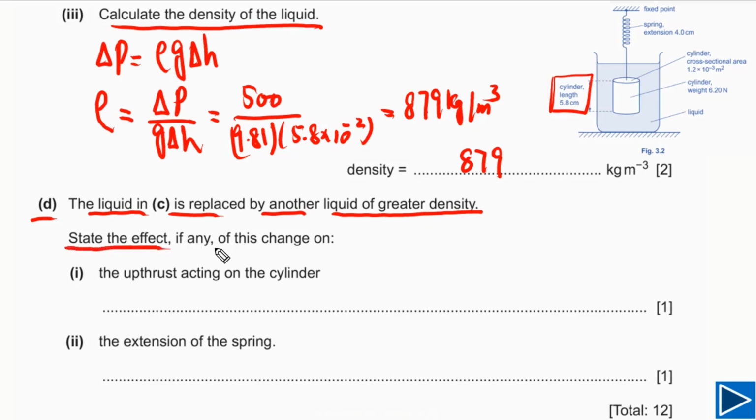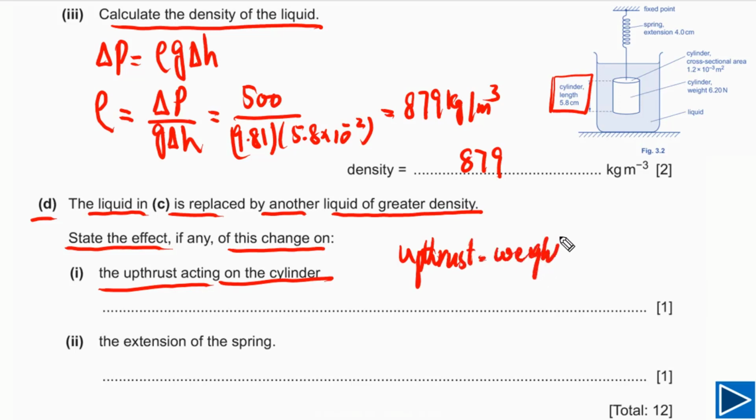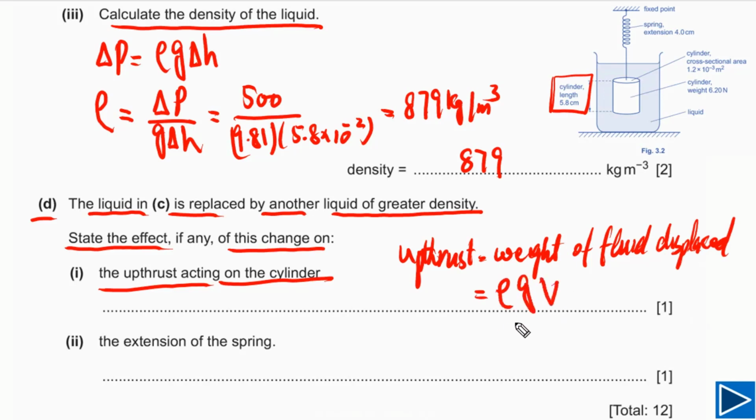We need to state the effect, if any, of this change on the upthrust acting on the cylinder. First of all, let's try to understand what is upthrust. Upthrust is simply equal to the weight of fluid displaced. We can write this as equal to rho g times V. Rho in this case is the density of the fluid and V is the volume of the cylinder.